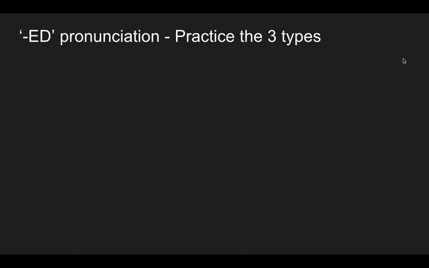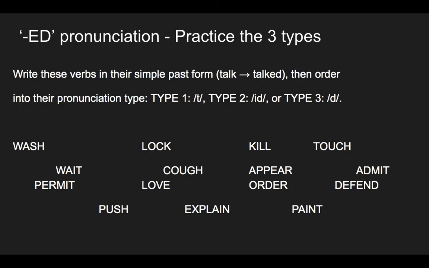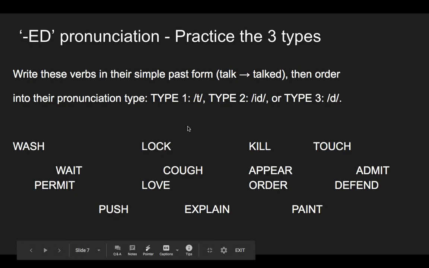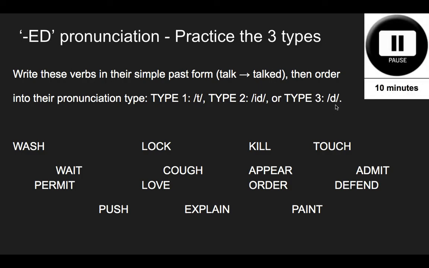Okay, now it's time for you to practice the three types. So first I want you to change these verbs into the simple past form. So from talk to talked, from wash to washed. And then order them into their pronunciation type: type 1 with t, type 2 with id, or type 3 with d. You can pause the video and you've got 10 minutes to order them into type 1, type 2, type 3. Okay? Good luck.